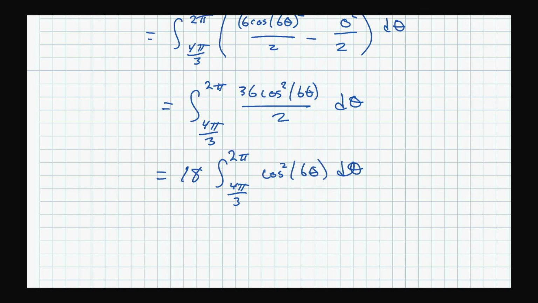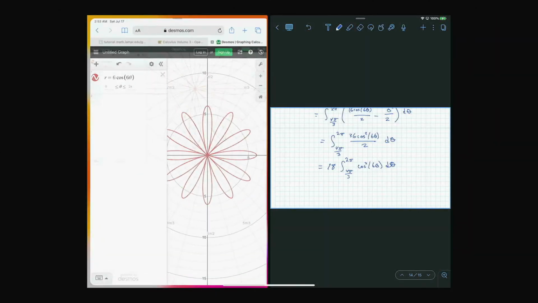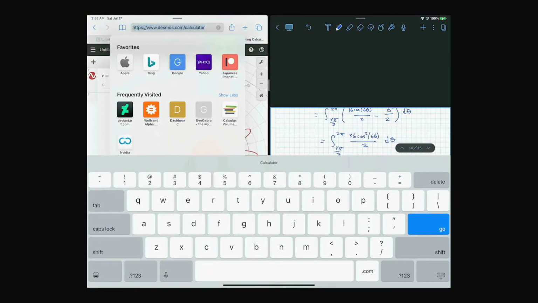So you do all this, and then you have to say, uh-oh, how are you going to do the integral of cosine squared 6 theta? And because it's trig functions, you just have to go to your trig identities. So if I'm going to look up the trig identity we need, what's it called? Double angle or half angle? Something like that.